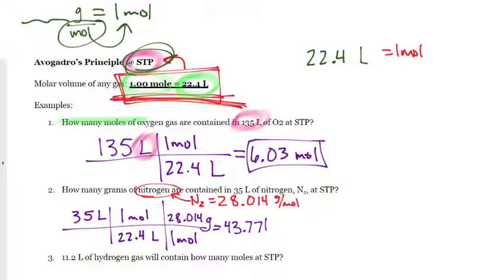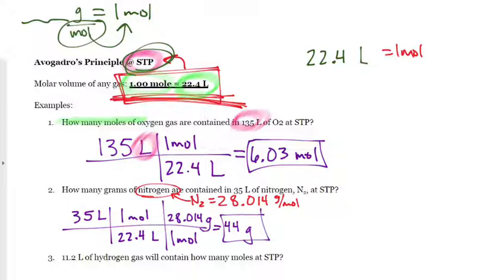And 43.771 is what I got out of my calculator. Checking back at my given, I just had 2 sig figs. So I just want to keep these first 2 sig figs, but the third one, that's 7, is going to round my 3 up to a 4. So my final answer here is 44 grams.